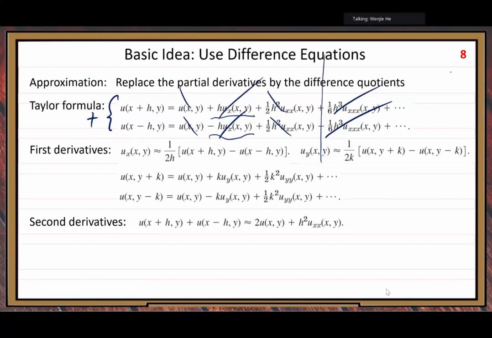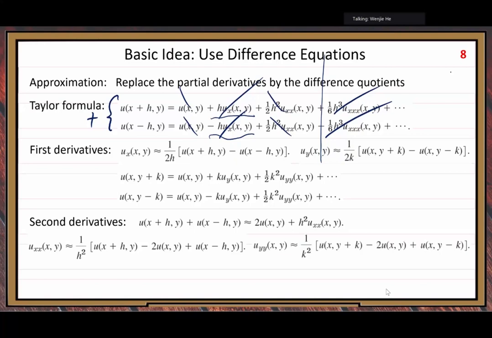So from this one, we can approximate the double partial derivative in this expression. The approximation is also very good. Then, similarly, for the double partial derivative with respect to y, we do the difference quotient on the y variable.